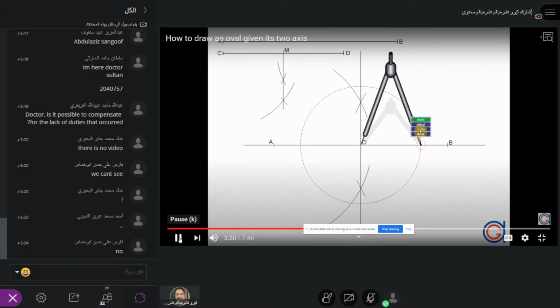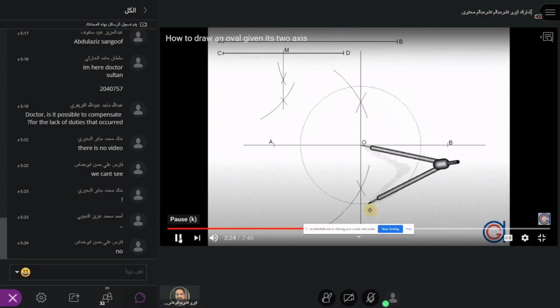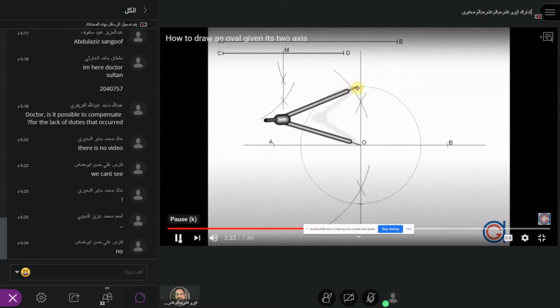Put this length onto the vertical bisector above and below the midpoint O, as can be seen here in the video. This is the minor axis. We simply draw the minor axis. That's it. You understand what I'm saying? He's now drawing the CD. That's it.